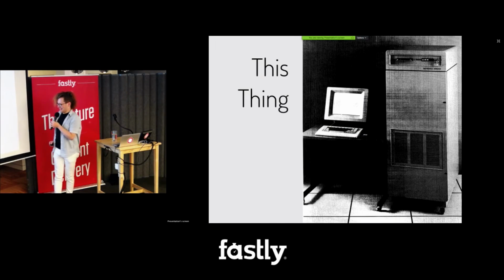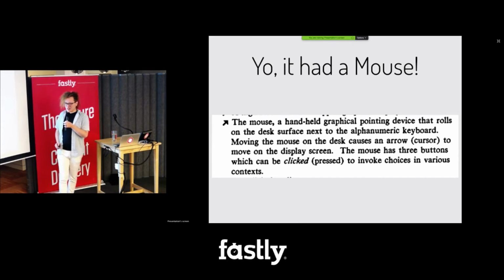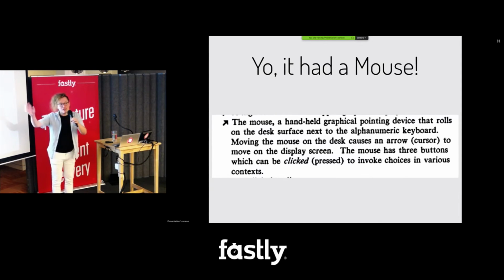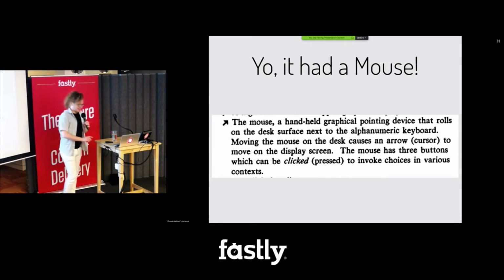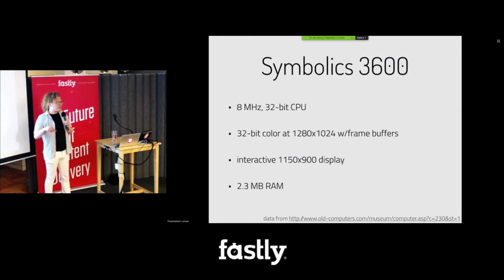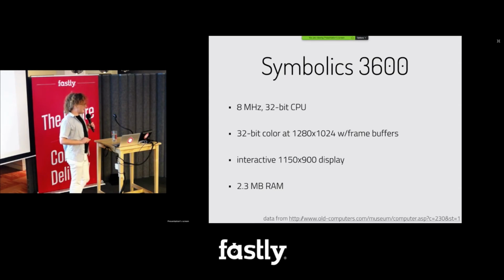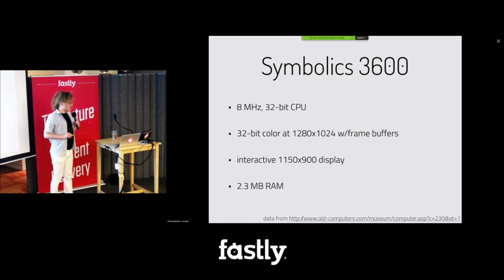It was this thing. And it had a mouse. So I went and looked up the spec sheet for this, and amazingly, it gives a detailed explanation after saying, oh yeah, it has hardware-assisted garbage collection, and it has this strange thing called a mouse. Let me tell you, it can be clicked, pressed, to invoke choices in various contexts. Perhaps more relevant to what we're talking about here, it had an 8 megahertz CPU. It's a 32-bit CPU, and 2.3 megabytes of RAM.